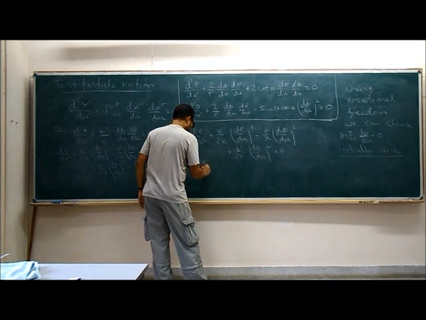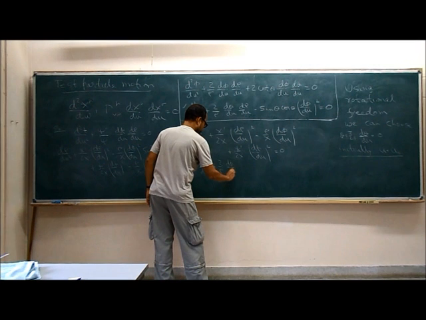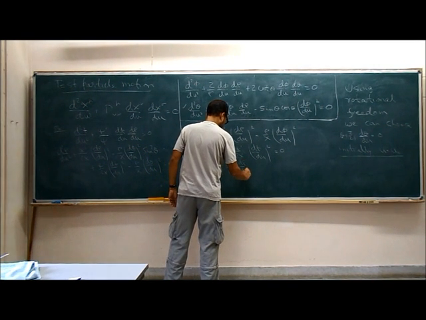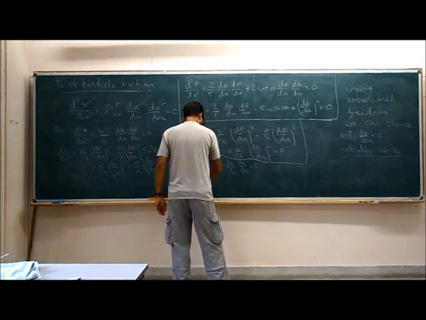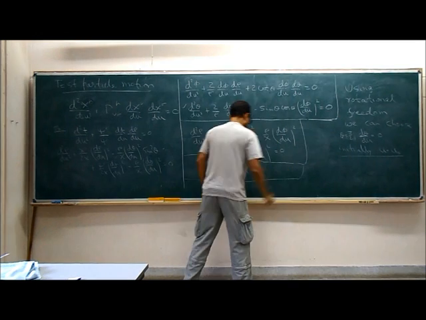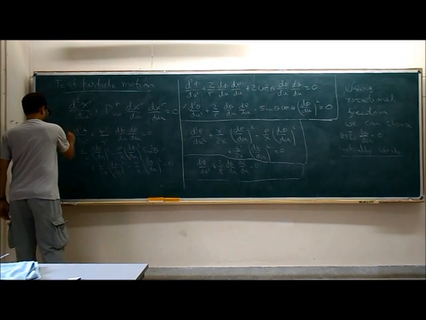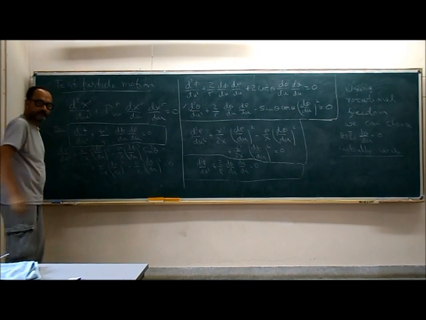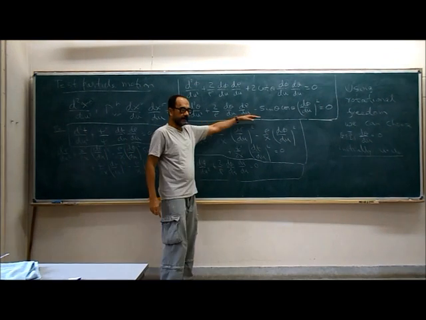d2 phi/du square plus 2 over rho times d rho/du times d phi/du. Then we have to solve these three equations. This one, and this one. Okay, this equation now is automatically satisfied.